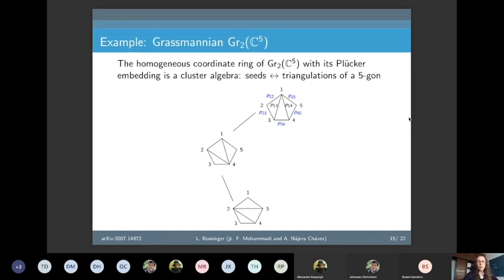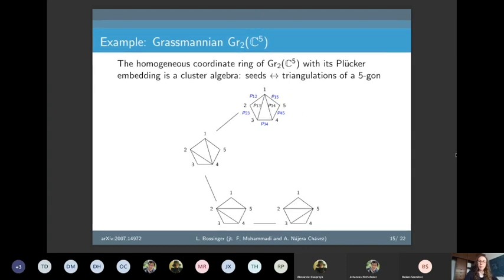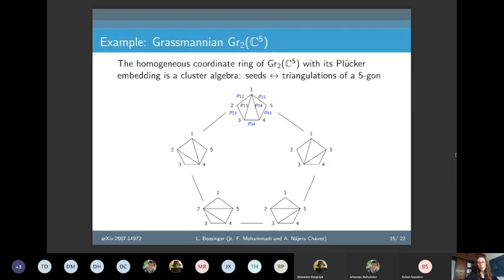And then I can continue doing this. I can flip the other diagonal, get a new triangulation. Then I can flip again the diagonal 2,4, the one of 2,5. And if I do one more flip, after 5 such operations, I will end up again with the triangulation I started with. And in this case, these 5 triangulations correspond to the 5 seeds of the Plücker algebra for the Grassmannian 2,5.